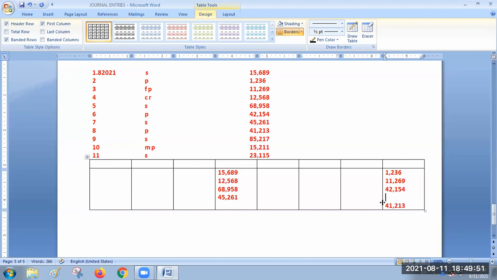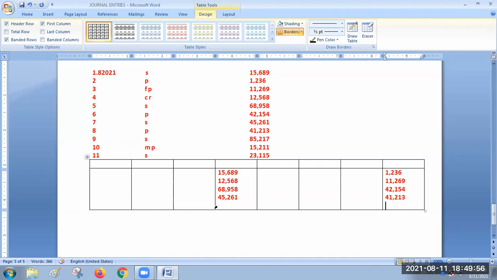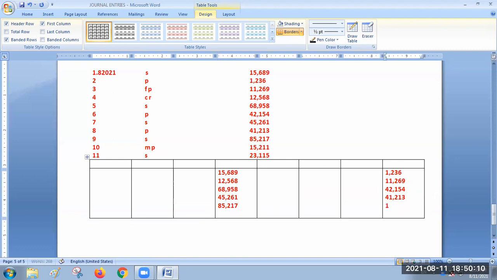Okay. Next, sales 85,217. The next, machinery purchased 15,211. Next, sales 23,115. So roughly I have written all the amounts so that we can balance them out.